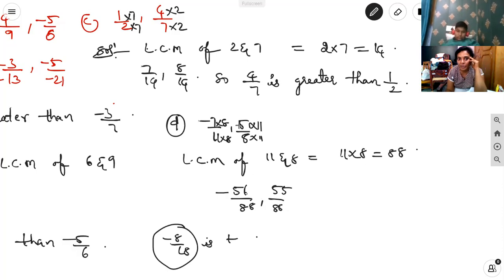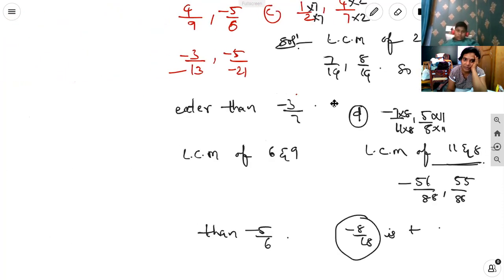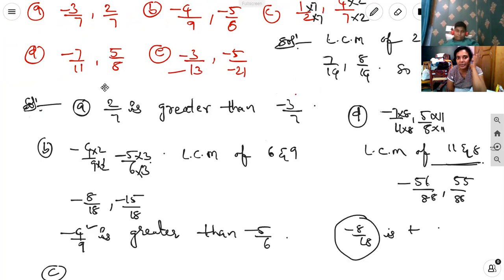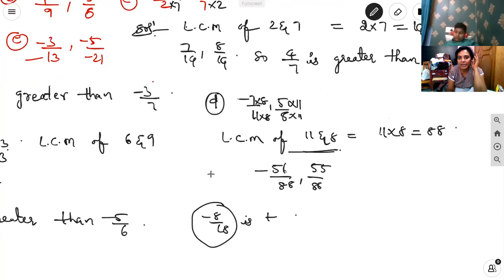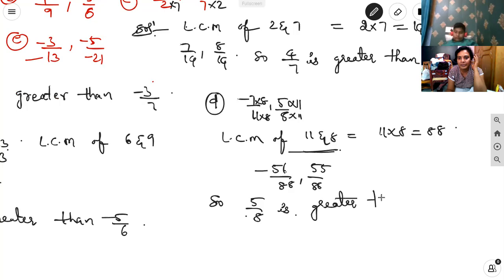And one more thing, even if we don't find the LCM, we can say that if one is positive and one is negative, clearly the positive fraction is greater than the negative fraction. So we can say that here 5 by 8 is greater than minus 7 by 11, like that.